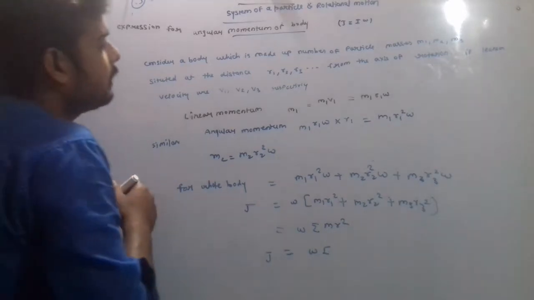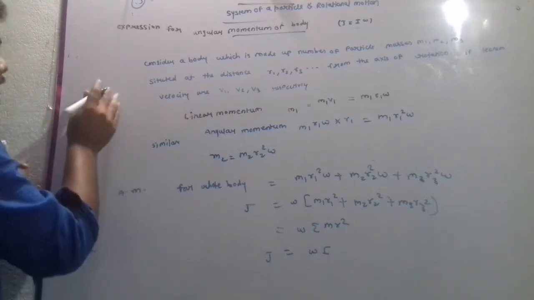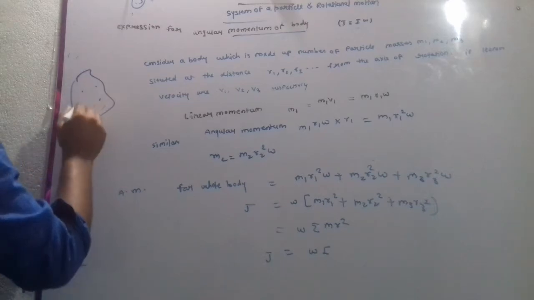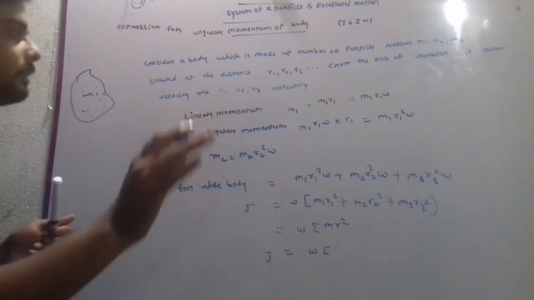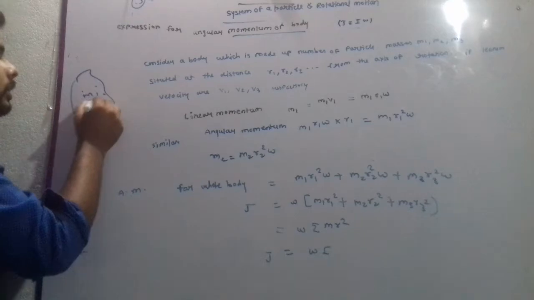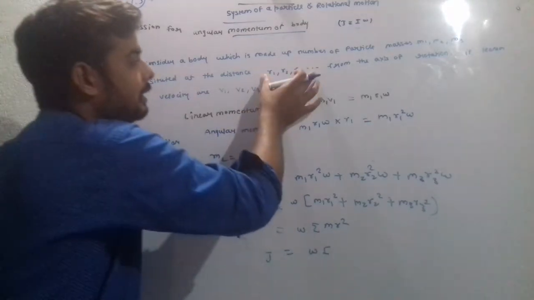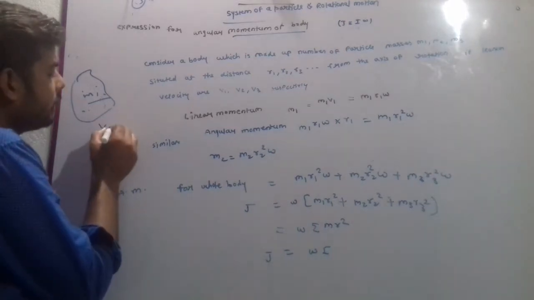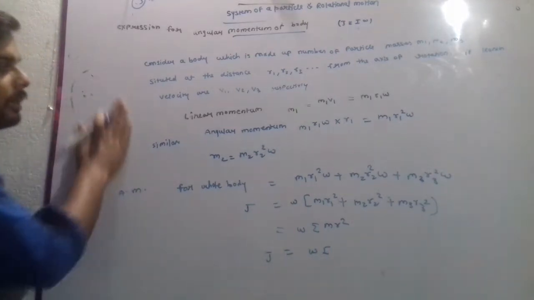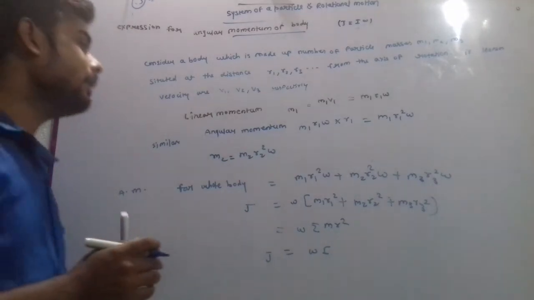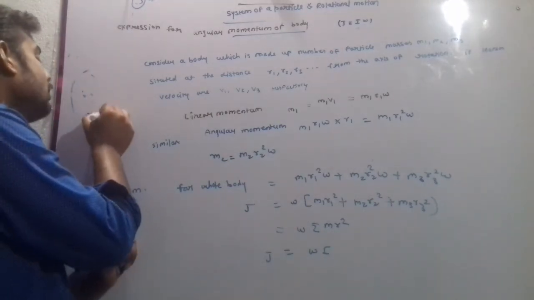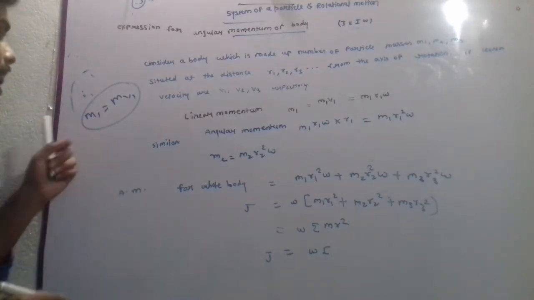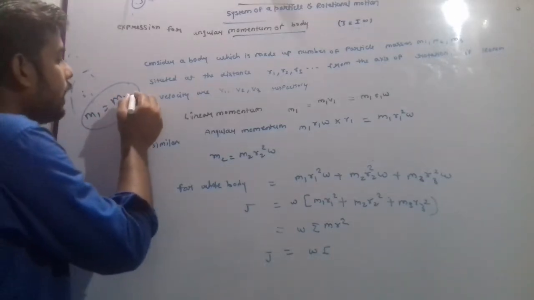So consider a body which is made of a number of particles. Consider a body where the particles have masses m1, m2, m3, and they are situated at distances from the axis, which are r1, r2, r3 and so on. Suppose that their velocities are v1, v2 and v3. Then we have studied that the definition of linear momentum is p equal to mv. For the first mass, p1 equal to m1 v1.